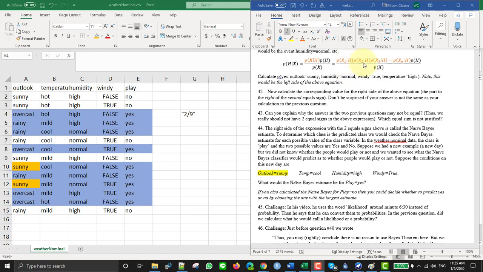The next one we have to do is here. That's when temperature is cool. Given the 9 that we have in blue, how many of them have temperature equals cool?